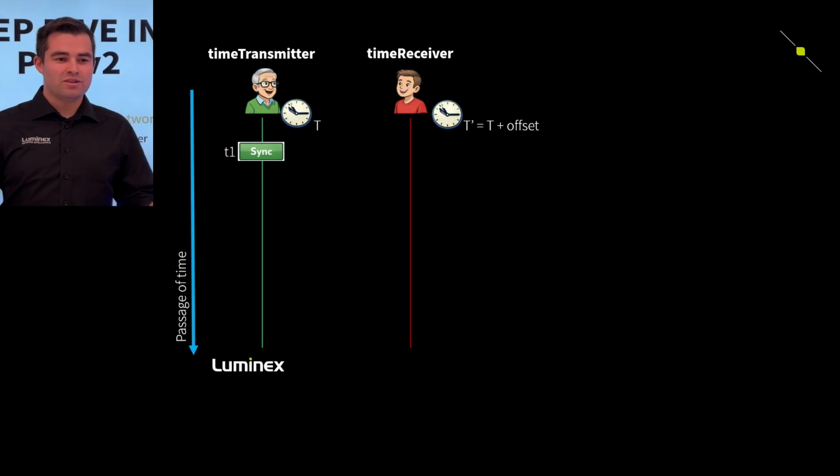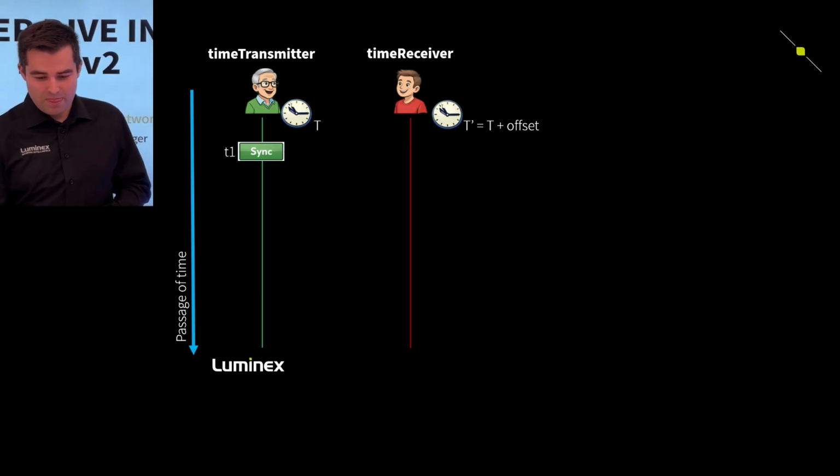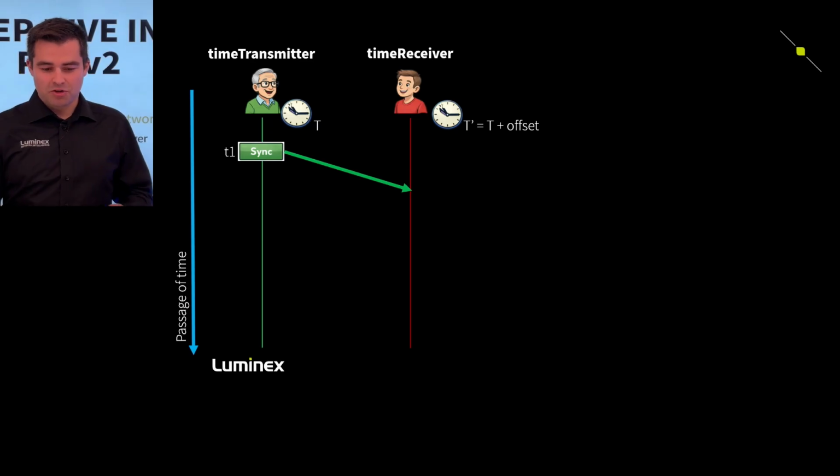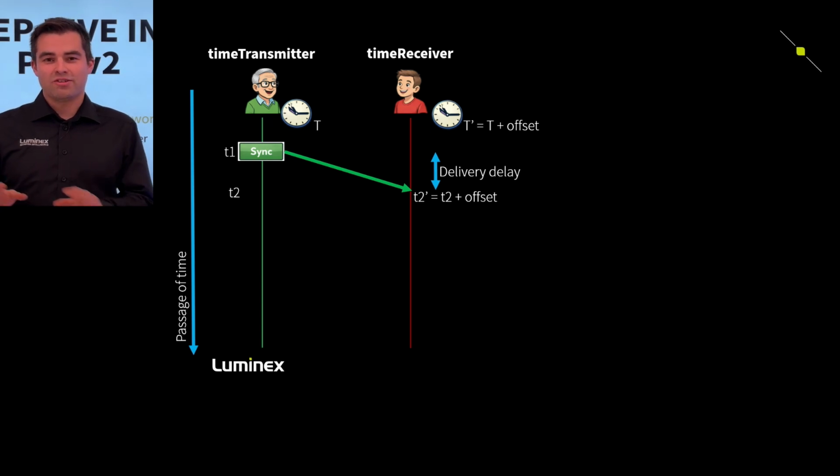The time transmitter will send a sync packet, and it will include in that packet a time value, which we will call T1 for now. This goes to the time receiver, but it does not arrive immediately. It will arrive with a certain delay. So by the time it arrives at the receiver side, it will get a timestamp, and the receiver will note down T2 prime, which is the equivalent of T2 on the time transmitter side, but again with a certain offset, because its clock is not fully synced.